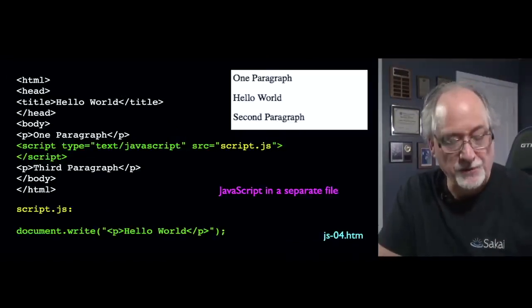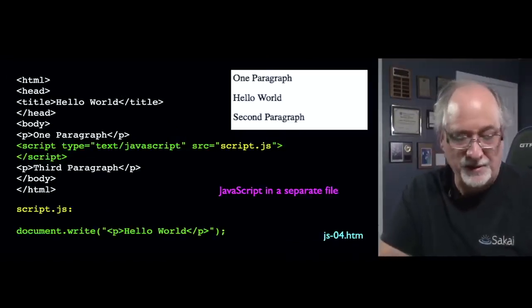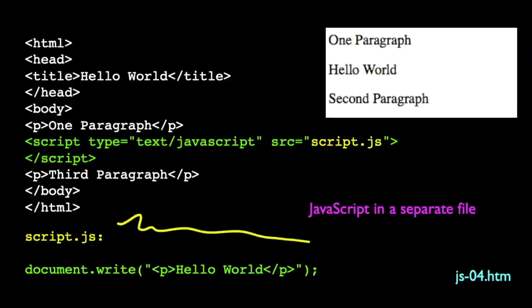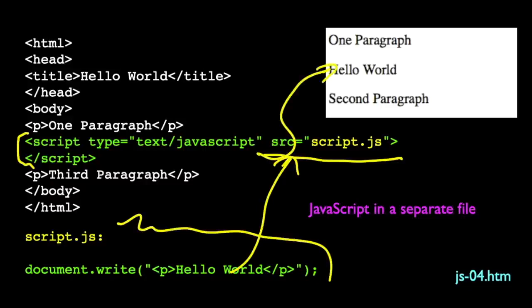The other thing we can do is make this in a completely separate file. We're going to have this file called script.js. Now it doesn't need a script tag because it knows that it's JavaScript, so that's just code. This happens to be one line with a document.write hello world, and now we embed it with a script tag and a slash script, but now we just say source equals script. It pulls it in, it loads and runs and parses that whole thing, and as a side effect, it writes out one paragraph hello world and the second paragraph.